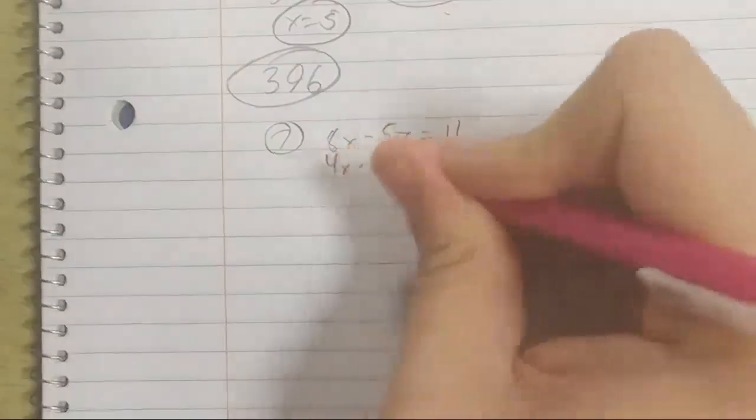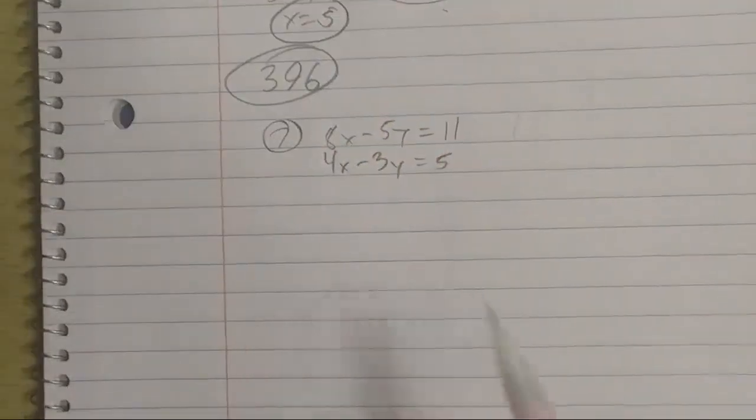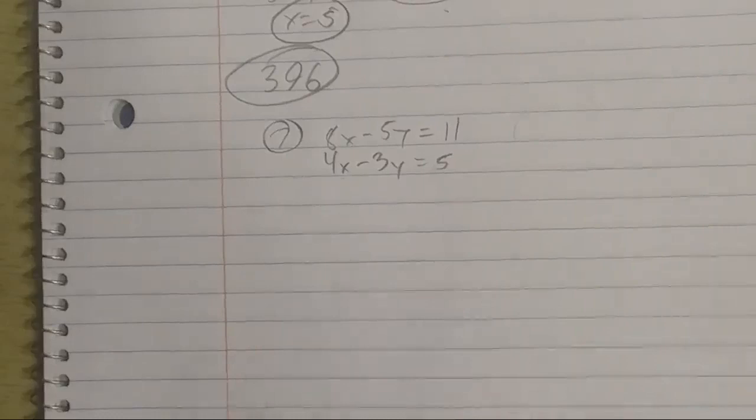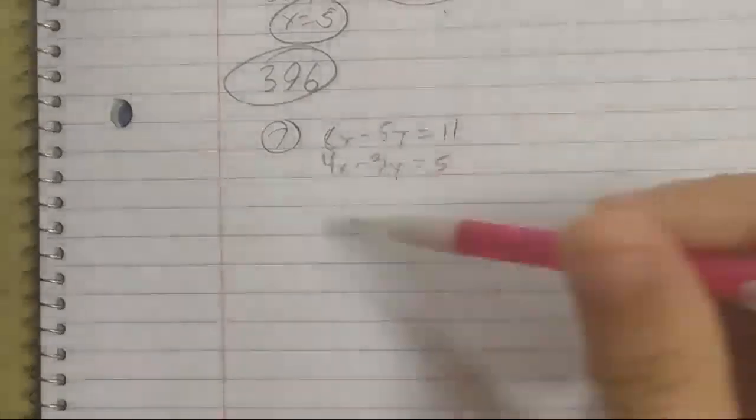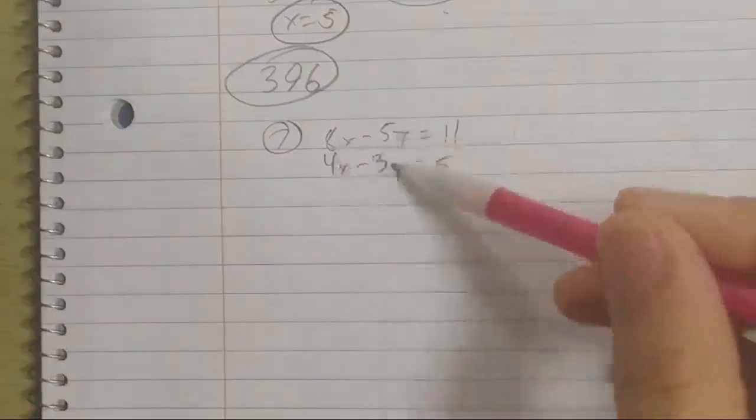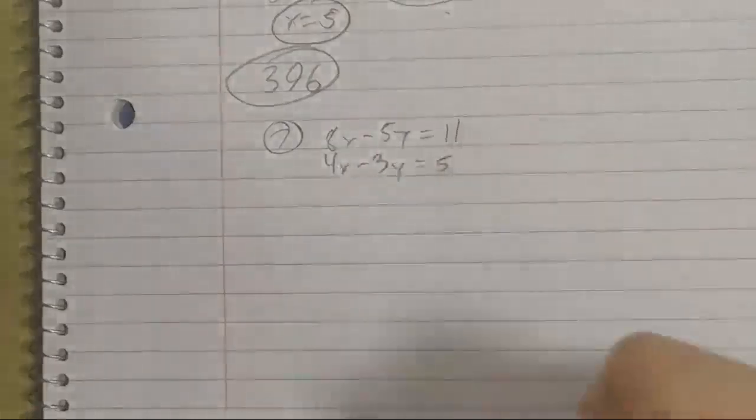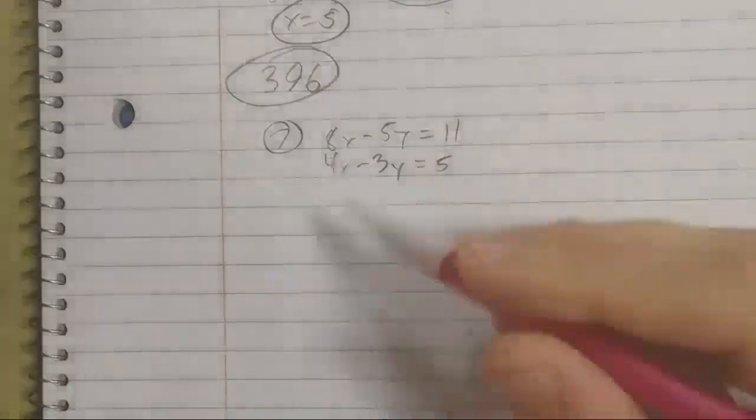So that is going to be 8x minus 5y equals 11. And then the other one is going to be 4x minus 3y equals 5. Alrighty. So what we're going to do here is say, 8 and 4, 5 and 3, they don't match. That's a shame. So what can I do? Well, hey, 4 goes into 8 twice, so I can multiply this whole thing by 2.